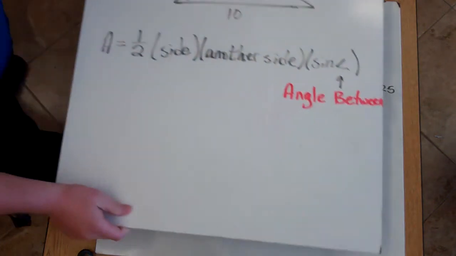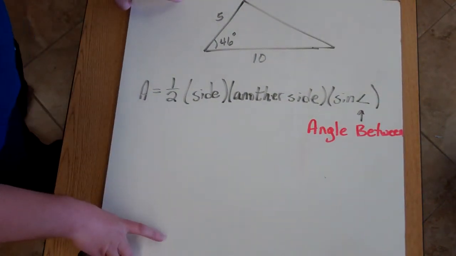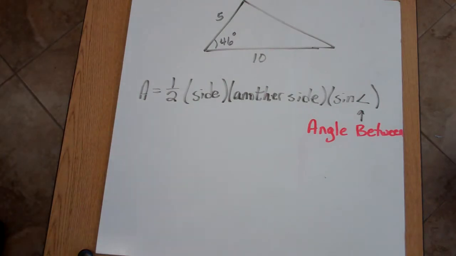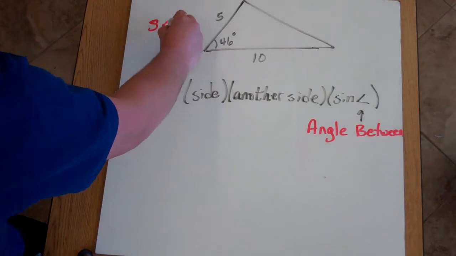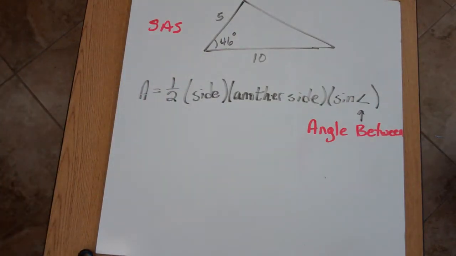So, here's that same example. Let's go over it. Here we have a triangle, and we have side, angle, side. We have SAS, because remember that's important. Now, the new formula for the area of a triangle is 1/2 of a side times another side times the sine of the angle in between. Remember that it has to be the angle between the two sides.